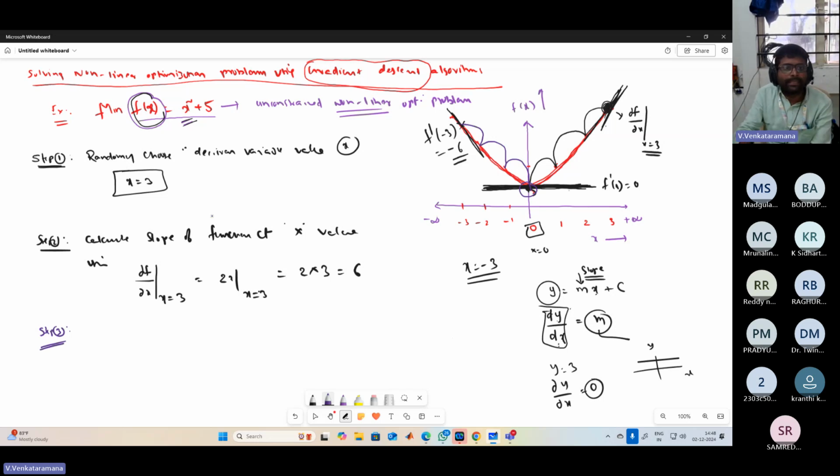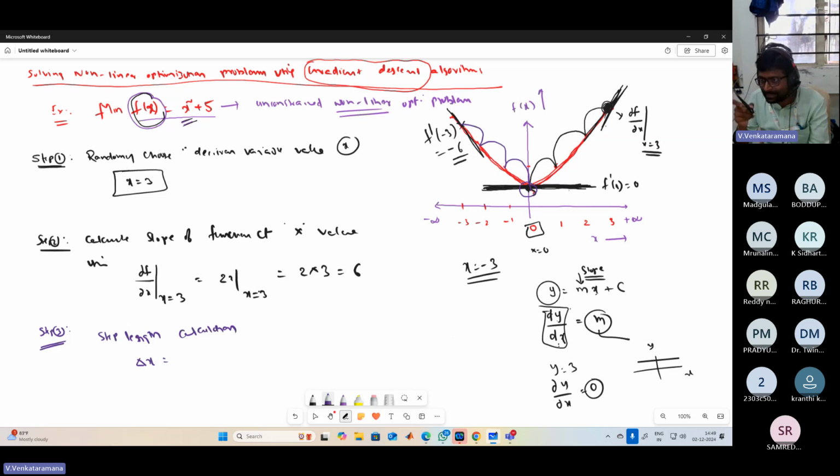So we initialize the x value and calculate the gradient value. Now we are going to update the point. Updating the point means we have to calculate the step length, delta x. So calculate delta x, which is nothing but the step length. Step length calculation. Now we can calculate the delta x.